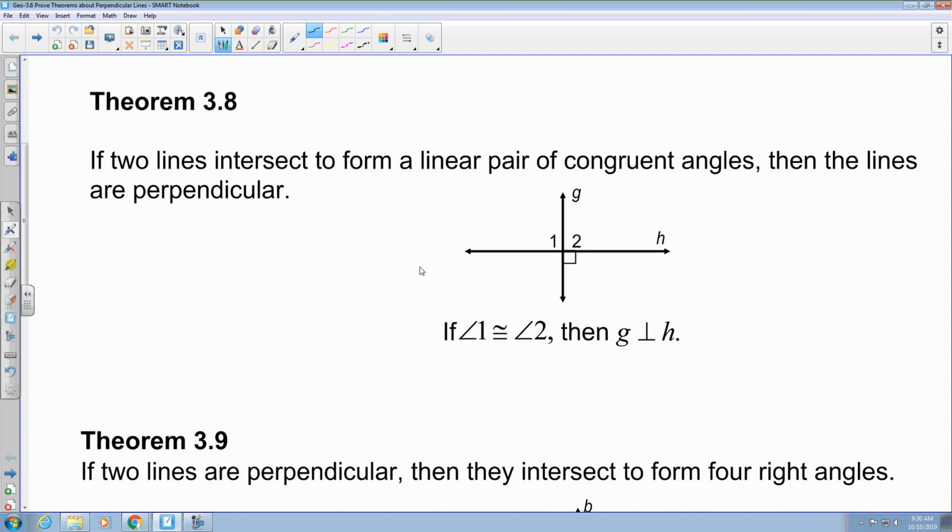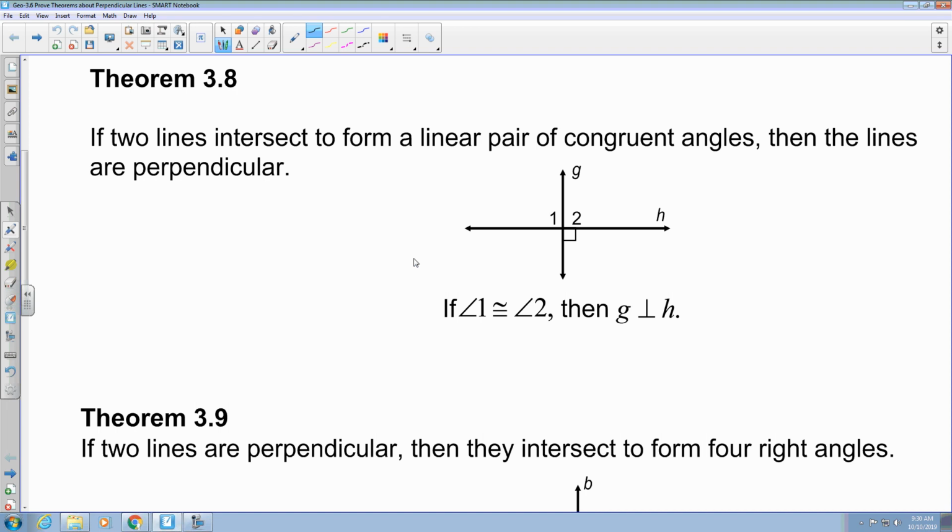If we look at this first one here, theorem 3.8, it states that if two lines intersect to form a linear pair of congruent angles, then the lines are perpendicular. We talked about a linear pair in previous lessons. Anytime we had a linear pair, we knew that those two angles were supplementary, and since they are supplementary, their sums were 180 degrees.